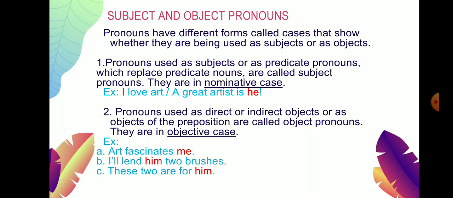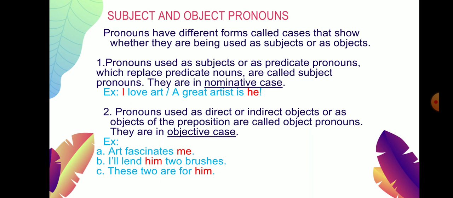The first example, art fascinates me. Look for the verb. Fascinates what or fascinates who? In this case, me. So we're looking at a direct object. B, I'll lend him 2 brushes. Let's look for the verb. Lend what? Brushes to whom? Him. Him being the indirect object.